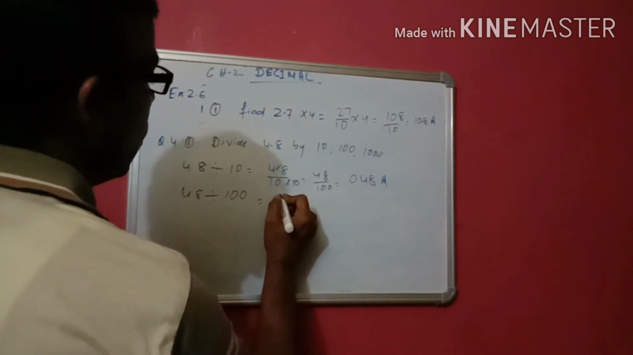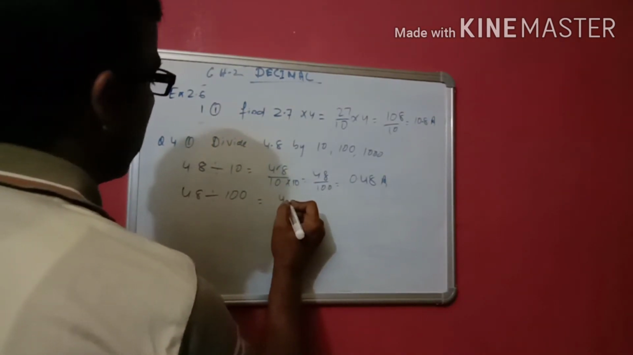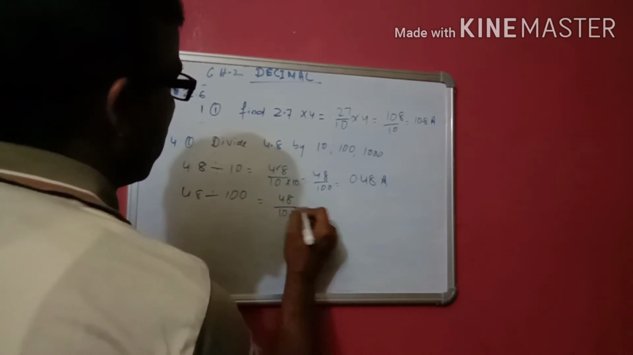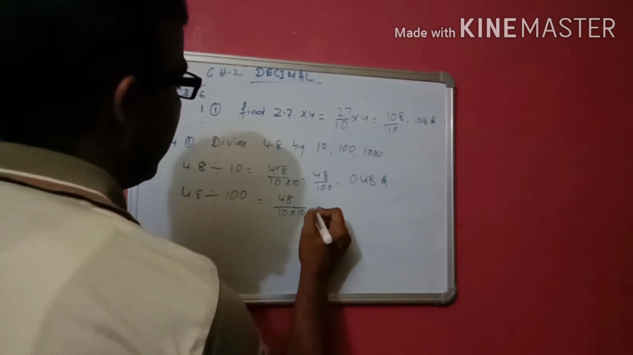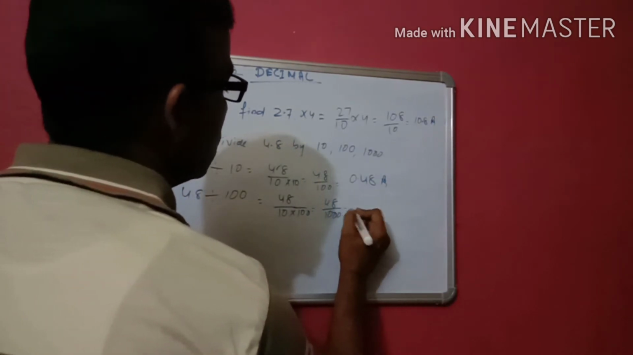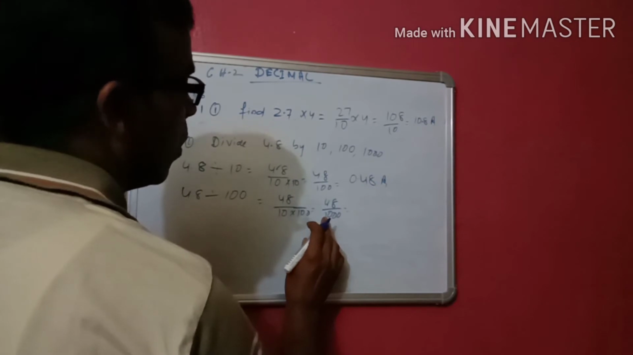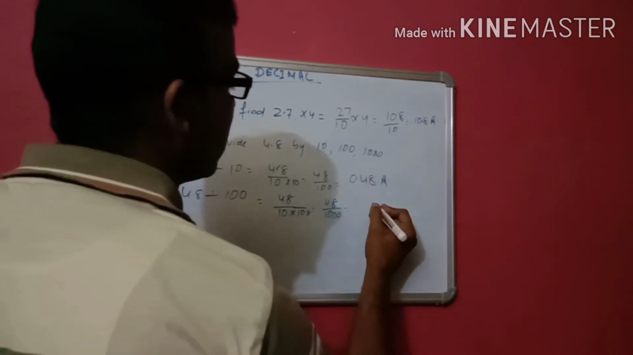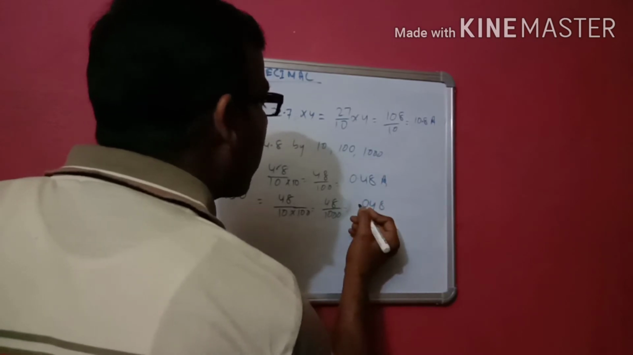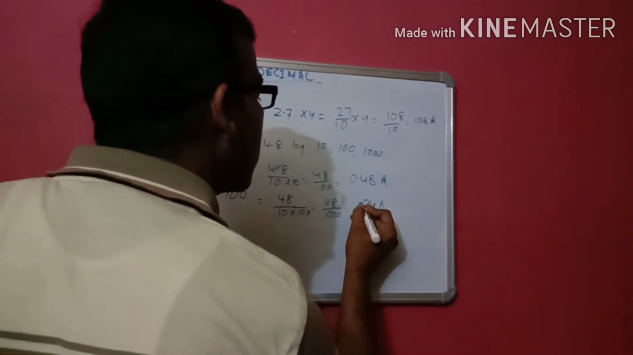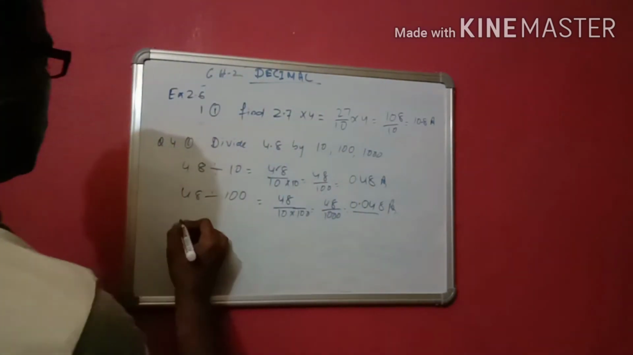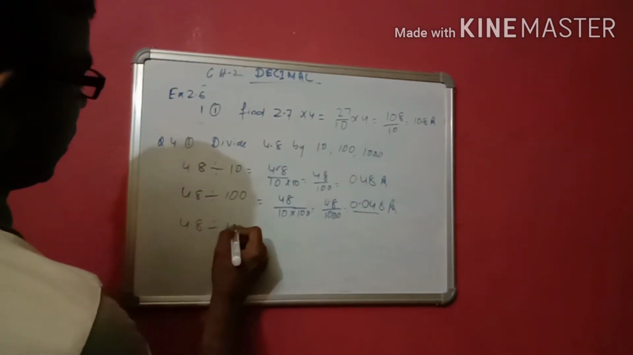Now 4.8 divided by 100 means same. 48 by 10 divided by 100, so 48 by 1000. So after 1, 1, 2, 3 zeros are there. Therefore 48, here only 2 digits. We have to put one more 0. After 0 means 1 decimal. Therefore 0.048.